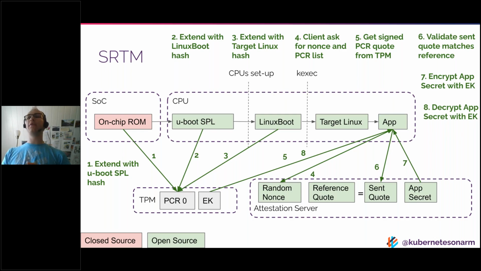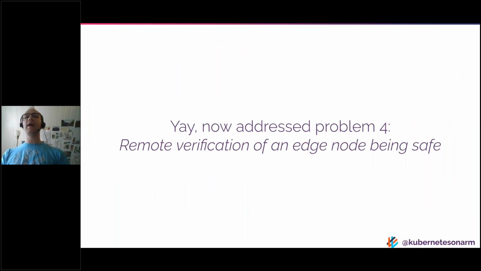The attestation server can verify that the quote actually matches the reference. So it knows exactly that, okay, if this is the resulting hash, exactly this on-chip ROM, this U-Boot SPL, this Linux boot, and this target Linux has booted. So if the service knows that now, then they can use the public key of the TPM to encrypt the machine learning model, and then send it over to the app and decrypt it in the TPM. So that is how this whole flow would look. And now we have addressed problem 4, remote verification of the edge node.